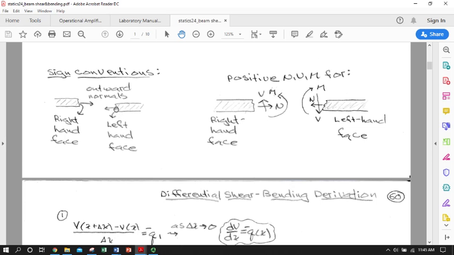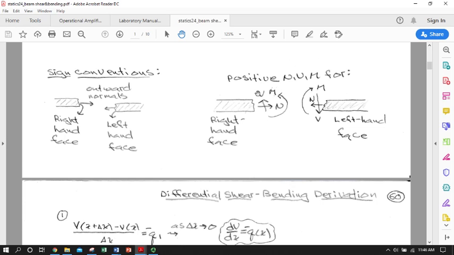Most of the derivations and beam bending equation derivations and uses are for a right-hand face, because we typically define the positive x direction as going from left to right. That's just basic sign convention in Cartesian coordinates. So you'll typically be working with a right-hand face. You can work with a left-hand face as well, and in fact, we'll be picking up that left-hand face as we derive the differential equations relating shear and bending.